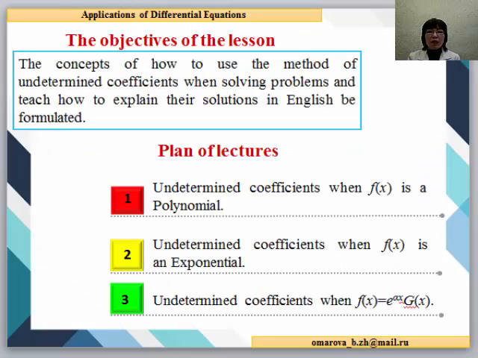The objective of the lesson is to teach the concepts of how to use the method of undetermined coefficients when solving problems, and how to explain their solution in English. Plan of lecture. Firstly, undetermined coefficients when the function f of x is a polynomial. Secondly, undetermined coefficients when the function f of x is an exponential. Third, undetermined coefficients when the function f of x is equal to an exponential function times a polynomial.